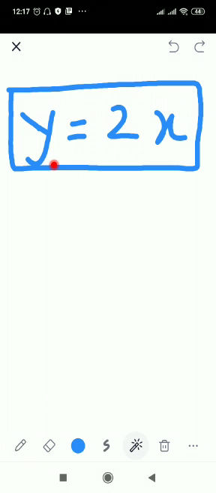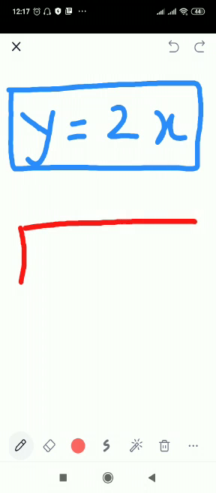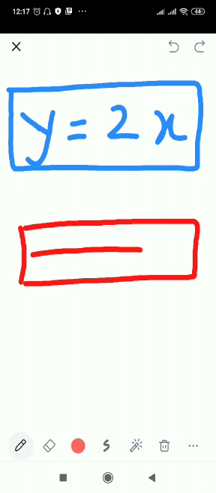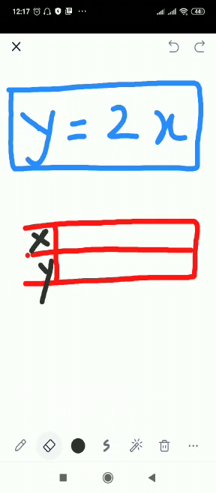ठीक है. Now when we are solving this equation, when we are finding out the values for y, we are going to make a proper table for values of x and y. It's going to be in a proper manner. We're going to write down x here, and you can write down y here, or you can write down, sorry, 2x.